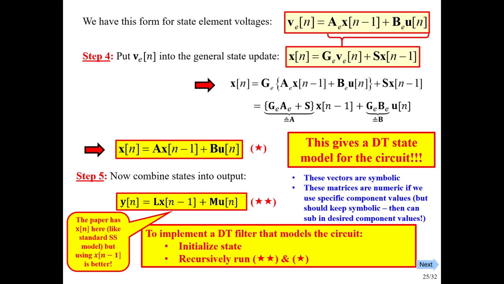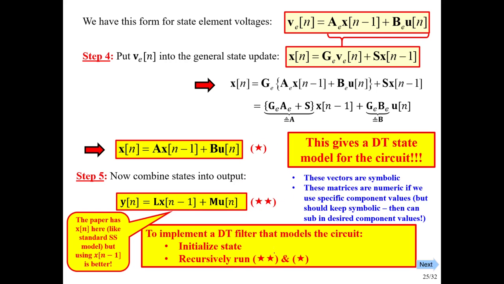We've got these two things. Look, I starred those. Those are the important things. Those are the two things we need for our model. That's it. All the component values are boiled into the A, the B, the L, and the M. Everything is boiled into there. So we're going to initialize our state. So initialize the capacitor states and all the coil states. And then we're going to recursively run these.